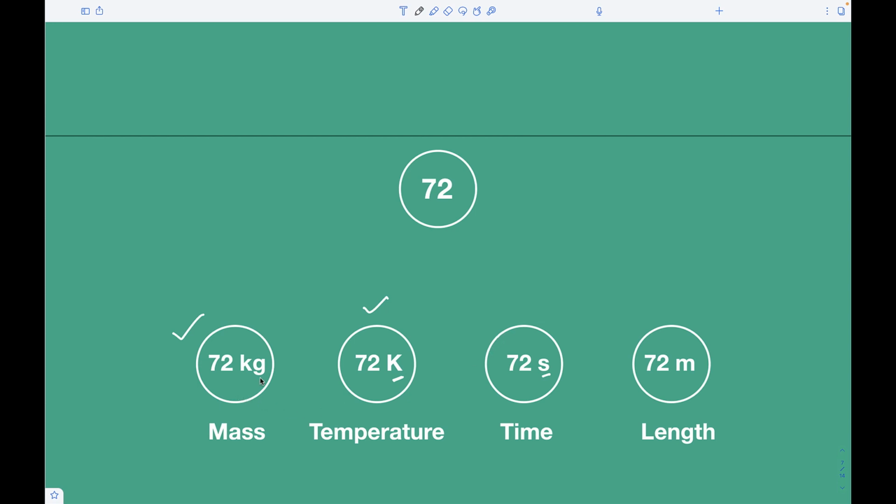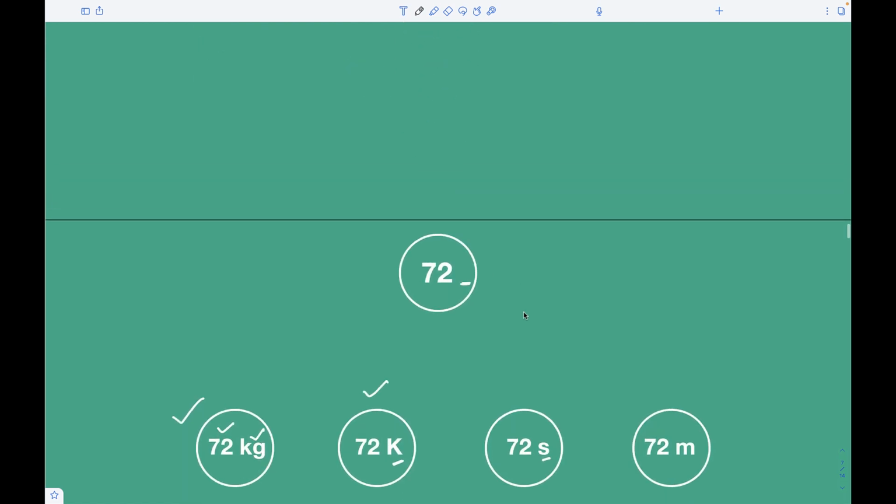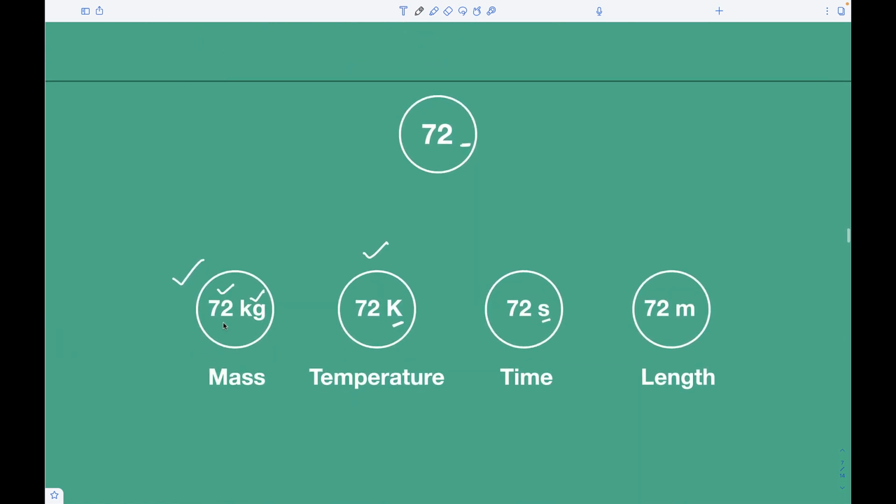So every physical quantity has some magnitude that is represented by the number and a unit next to it. So if there is no unit next to the number, it does not represent any physical quantity. So you take any branch of science, numbers are not physical quantities. A physical quantity has a number followed by a unit.